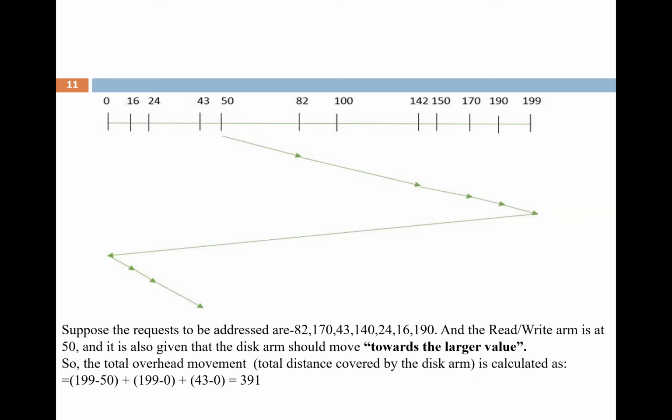Now it will immediately go to the other end of the disk without servicing any request. You can see here that it is going from 199 to 0 without servicing any of the requests, even though requests are in its path. Once it reaches 0, it again starts servicing requests: 16, then 24, then 43, like this. So it is going circular, and that's why the name is circular scan. The total head movement in this example is calculated as given below, and the total is 391.